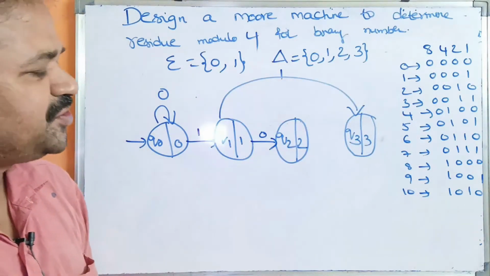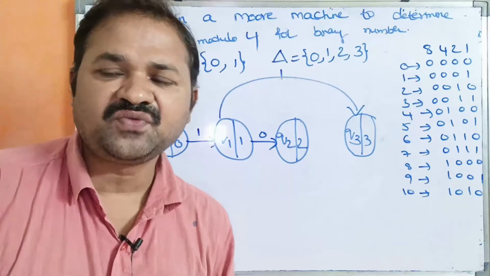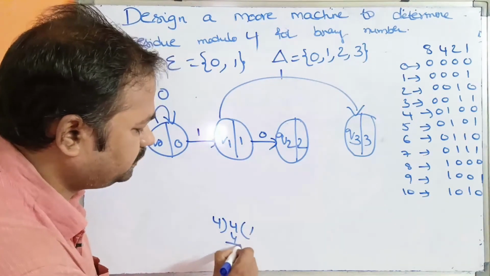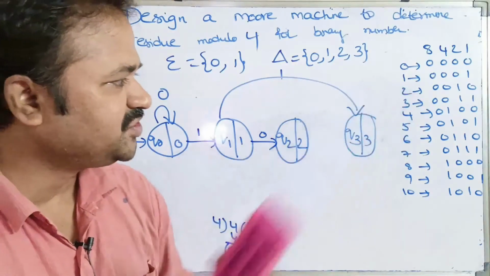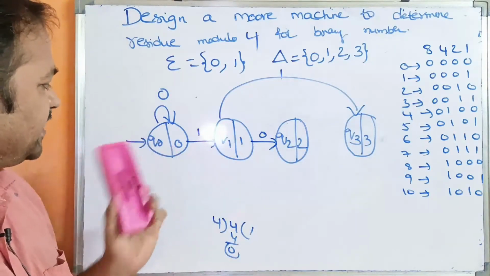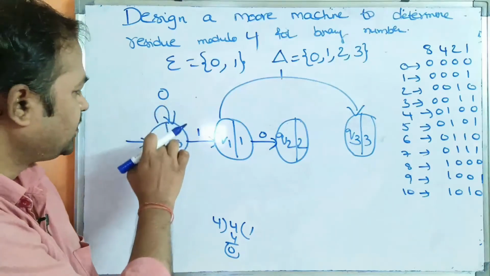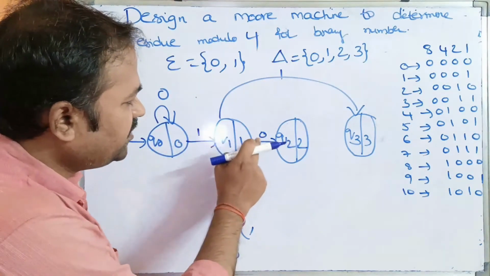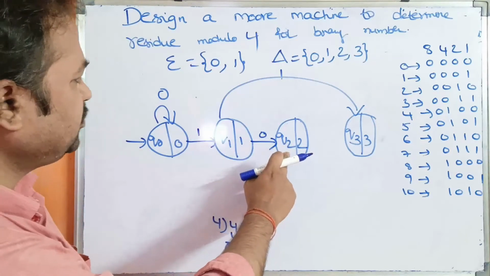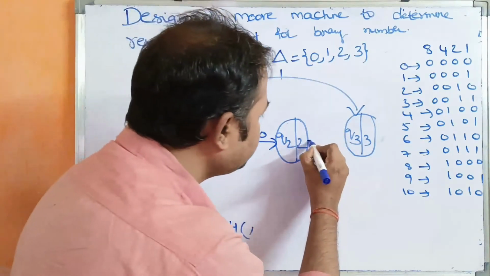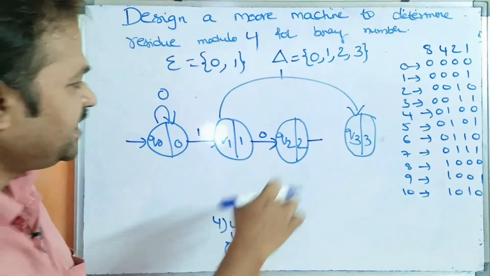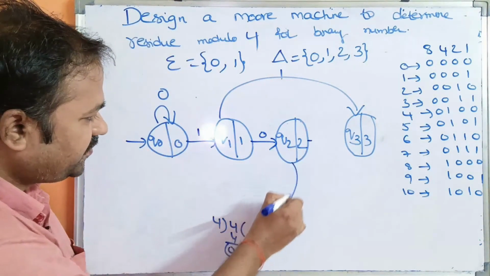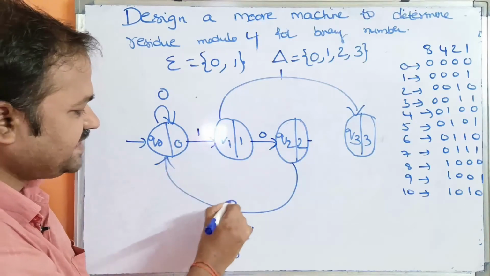So 4 means 0 1 0 0. 4 modulo 4 result is 0. So if we apply 0 1 0 0, then we need to be at Q0 only. Q0 on 0 means Q0. Q0 on 1 means Q1. Q1 on 0 means Q2. Next Q2 on 0 means we need to be at which state? Q0 state. Why? Because 4 modulo 4 result is 0. So we can make a transition like this.